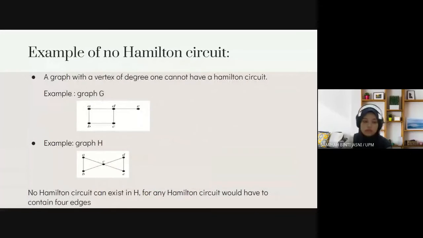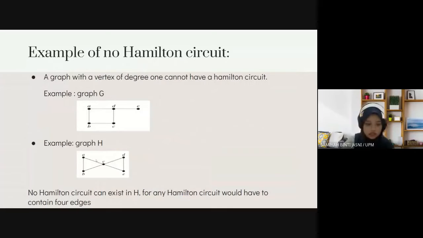Next, this is an example of no Hamiltonian circuit. A graph with a vertex of degree 1 cannot have a Hamilton circuit. Let's look at this example, the graph G. We can see that in this graph, vertex E only has a degree of 1.